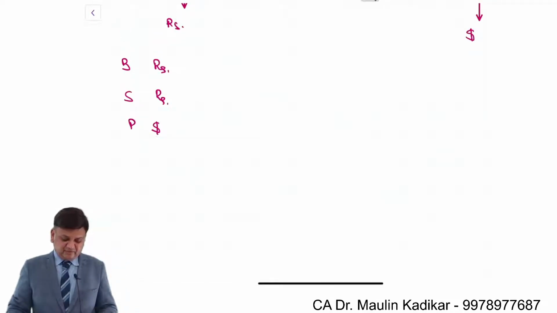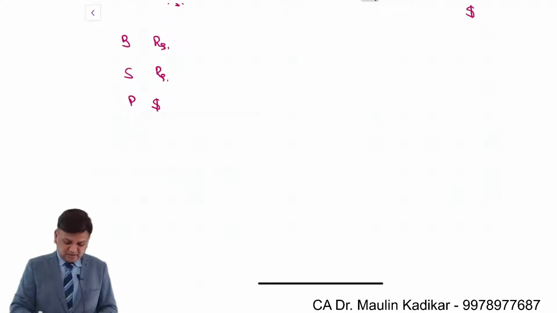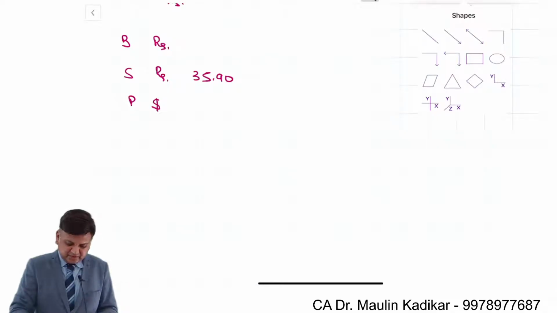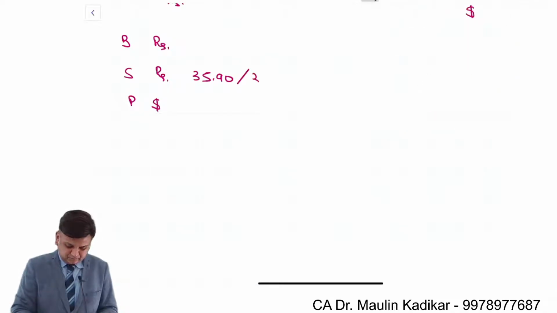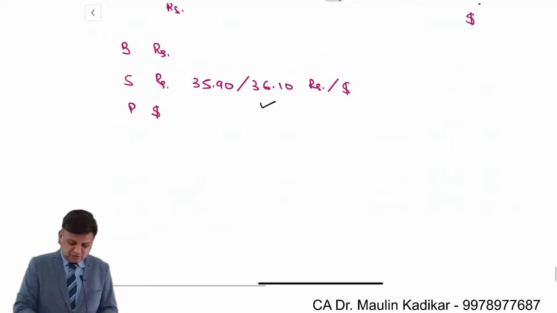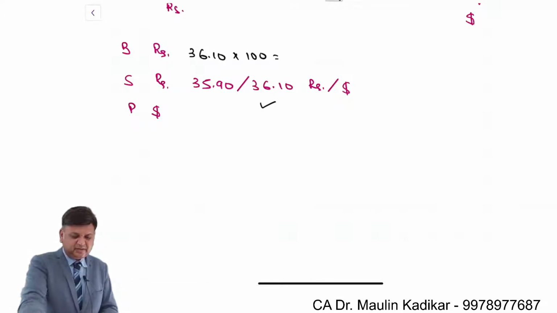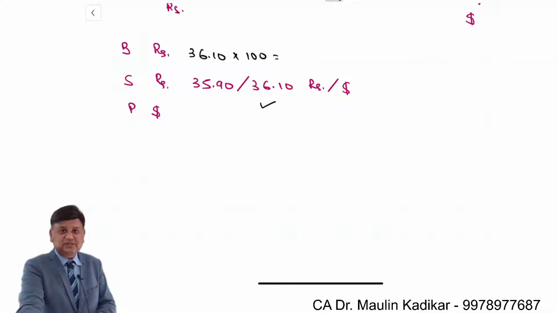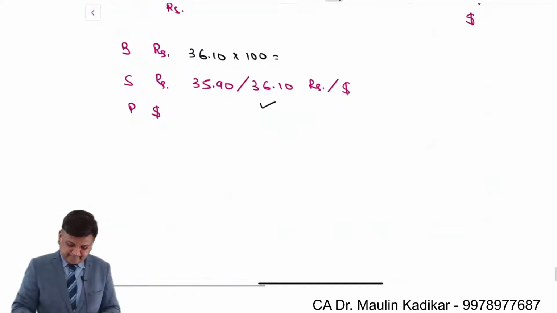We have been provided with the information that the spot exchange rate is 35.90 slash 36.10 rupees per dollar. That is the spot exchange rate. So sell of rupees and purchase of dollar. So this is the rate which is applicable. So 36.1 into 100. So that comes to rupees 3610 is the amount that you will borrow.